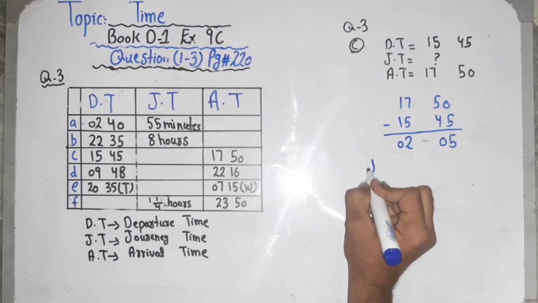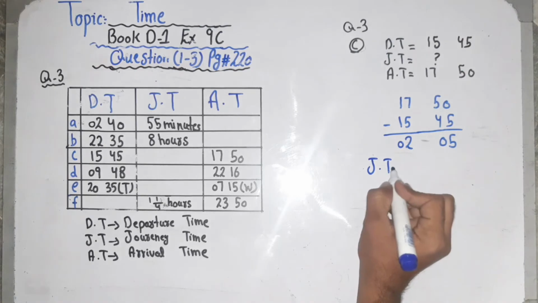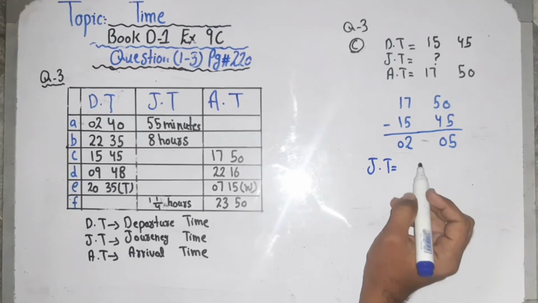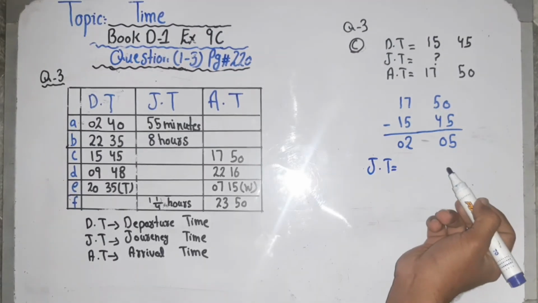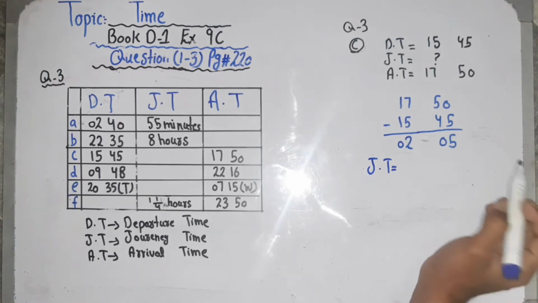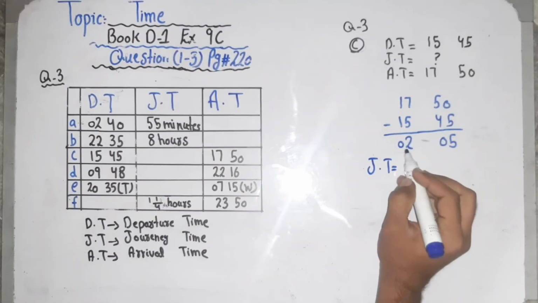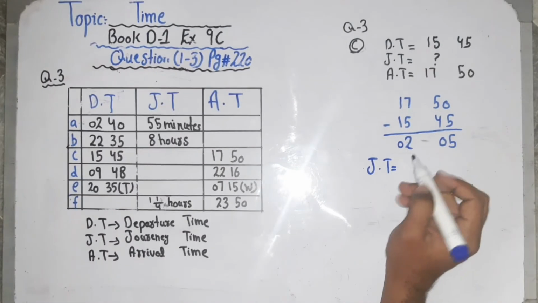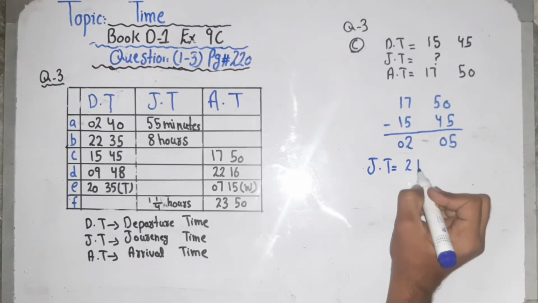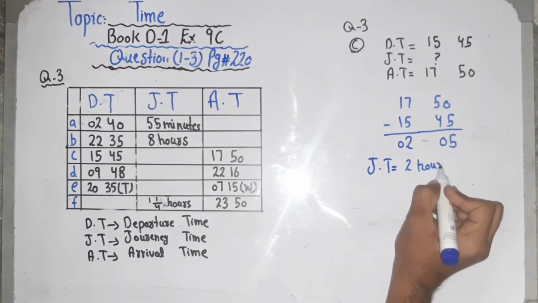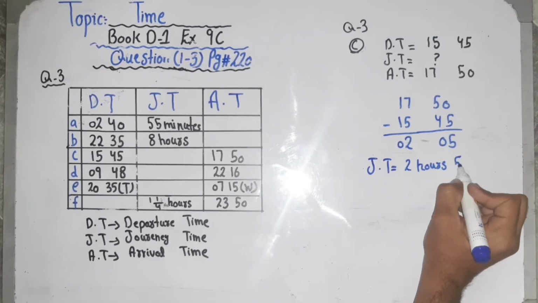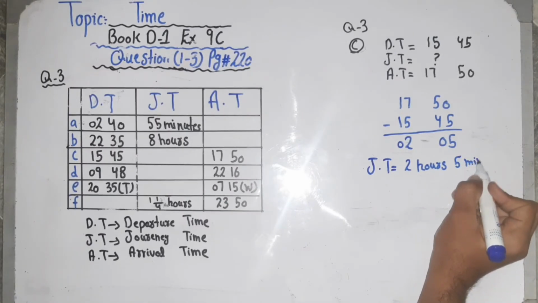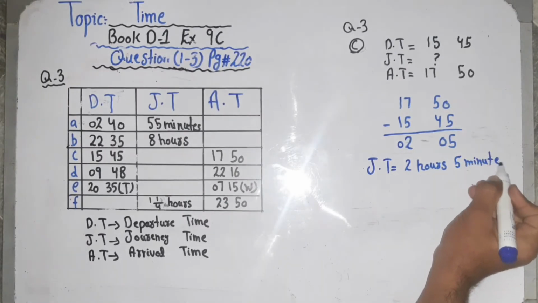So journey time is, अच्छा, एक बात आपको ये भी याद रखनी, whenever you have a journey time you have to write in hours and minutes. ठीक है. सो आपको 24-hour clock फॉर्मेट में नहीं, you have to write in hours and minutes format. So you have journey time, that is 2 hours and 5 minutes. 2 hours and 5 minutes. So this is part C.